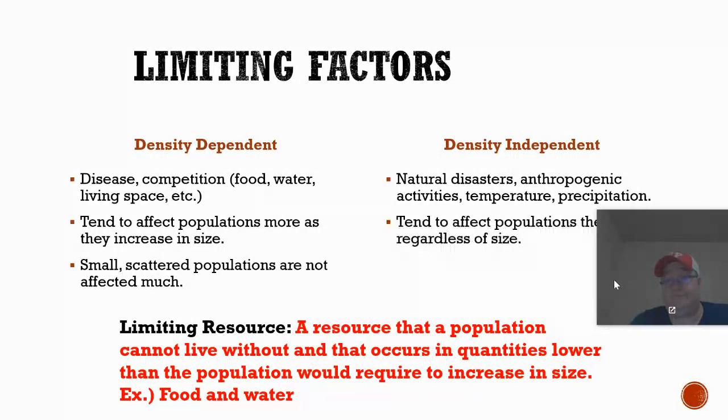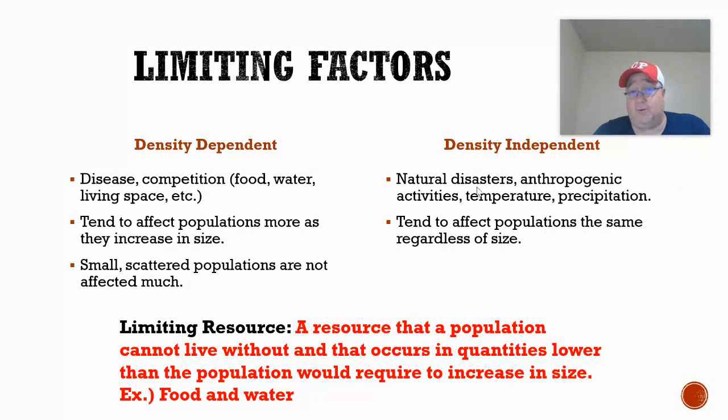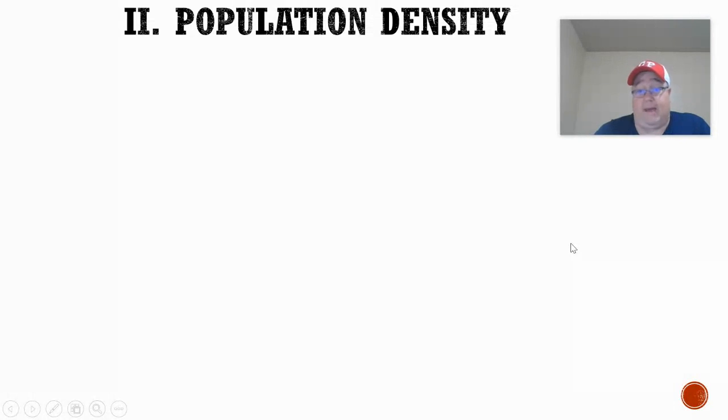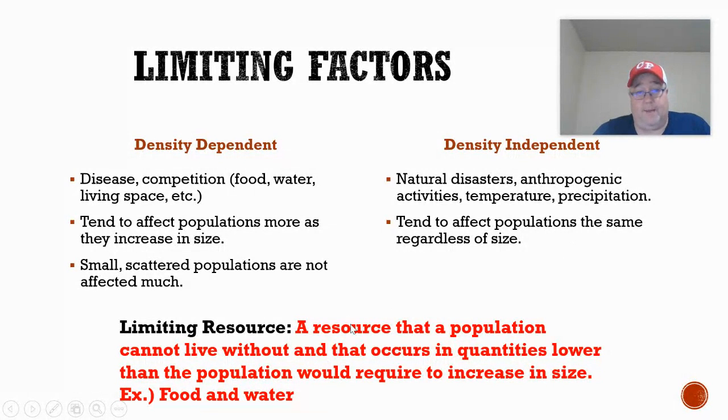Density independent, a good example of these are natural disasters, changes in, let's say, rainfall. Let's say there's a drought or something. I'm even going to throw into this category anthropogenic activities, human-based activities. Again, those things are going to happen regardless of how big populations are. It doesn't really matter. I do want to make sure that you understand one term here that's kind of an interesting one. It's called a limiting resource. Think about things like water, food, right?